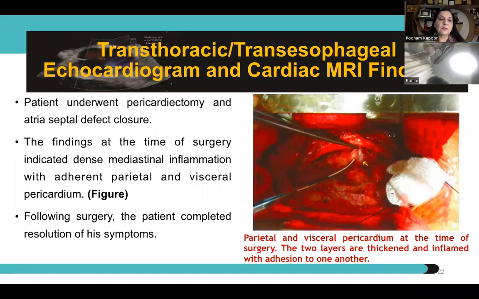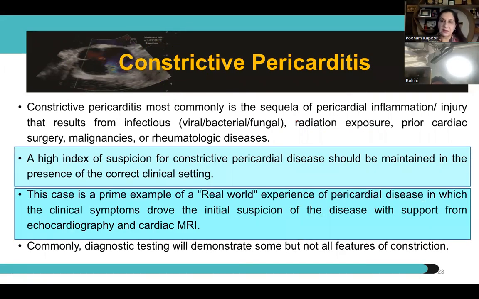The findings at the time of surgery indicated dense mediastinal inflammation with adherent parietal and visceral pericardium, as you can see in the two layers of the pericardium held in the two artery forceps. And this patient had a resolution of the symptoms which were not there when the thoracentesis was being done.